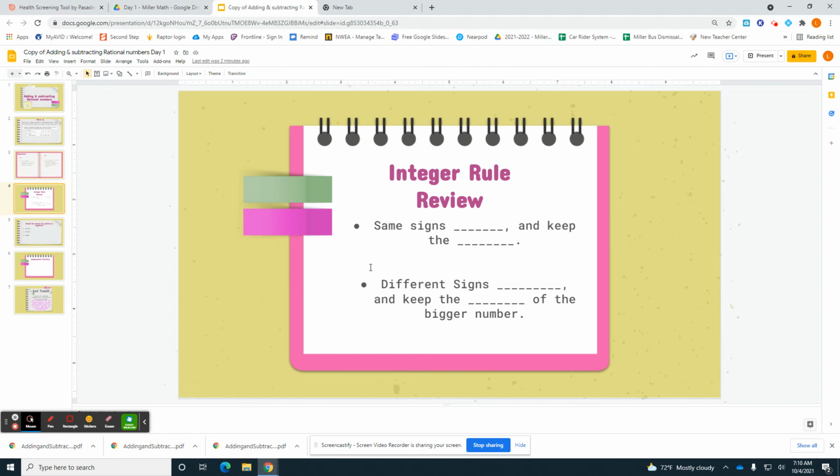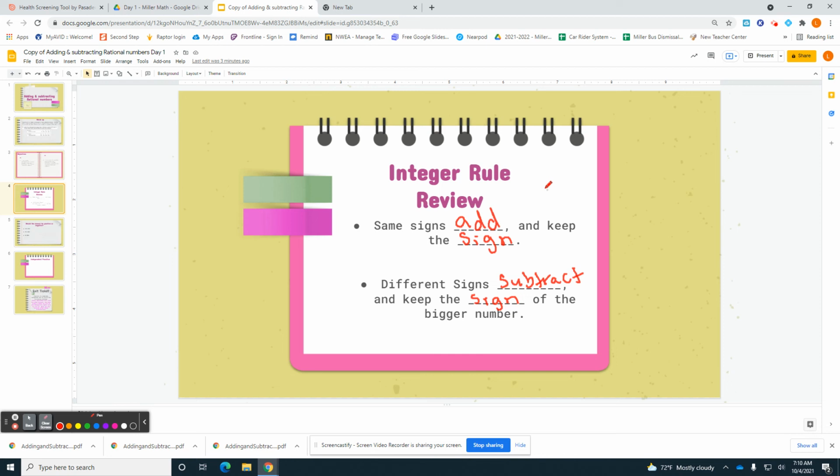Same signs: when we have the same sign when we're adding and subtracting integers, we do what? If you said add, you are absolutely correct. And what do we keep after we add? Yes, we keep the sign. Different signs: what do we do when we have different signs? We subtract. And we keep the sign of the bigger number.